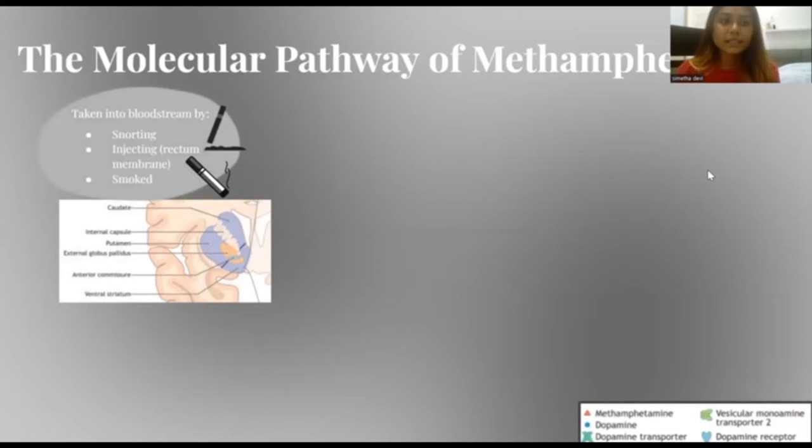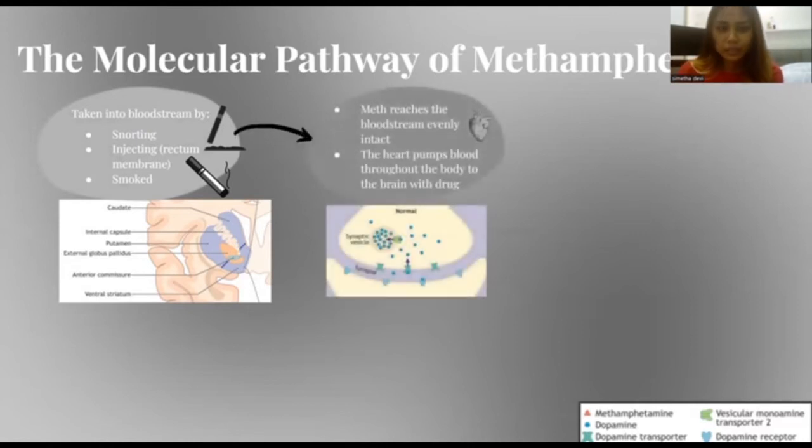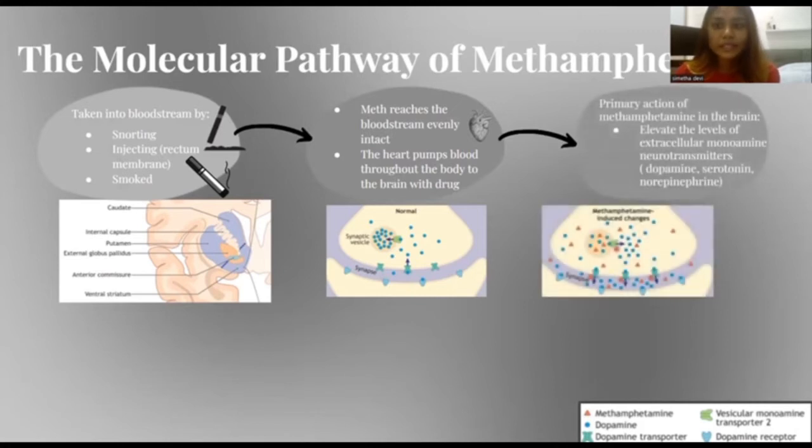Methamphetamine is taken into the bloodstream by snorting, injecting, or even smoking. When methamphetamine enters the bloodstream, the heart pumps the blood throughout the body and up to the brain carrying the methamphetamine. When methamphetamine has entered the brain, it elevates the level of extracellular monoamine neurotransmitters, mainly the dopamine. As you can see in this third picture here, the dopamine is produced more than normal level.